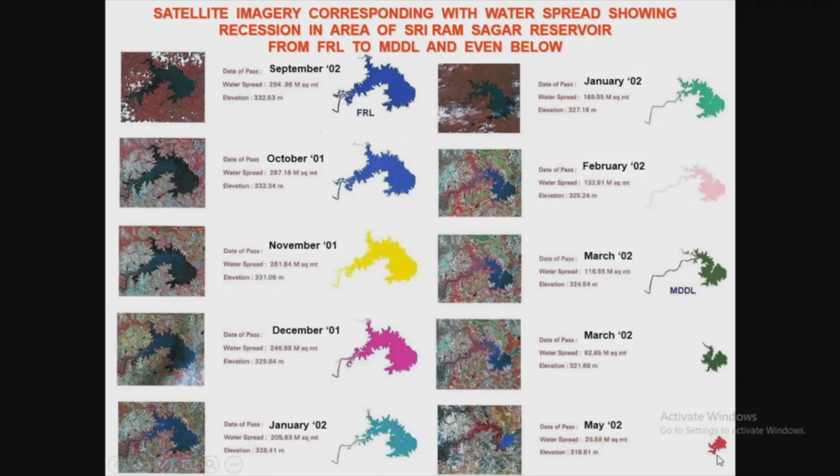You can see very little water spread area is there. Now, what to do? I know this is x square kilometer, this is x2 square kilometer, this is x3 square kilometer, x4 square kilometer, and we know the level also. What is the level? 332 meter, and this is 332.34 meter.